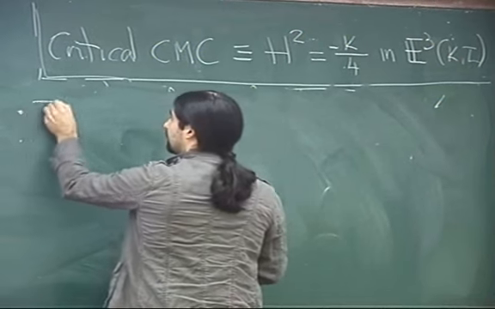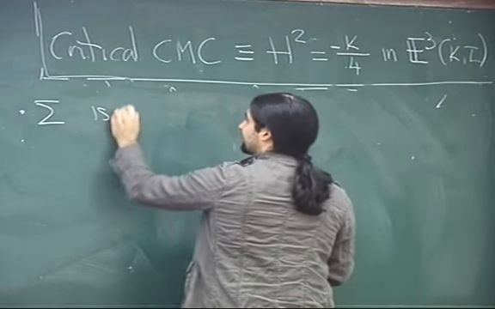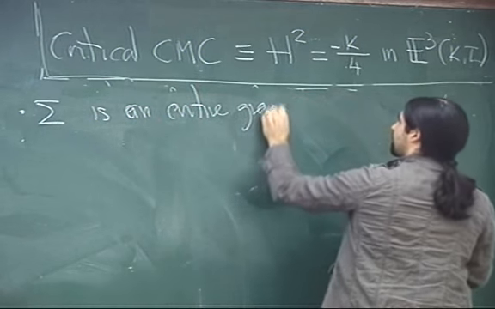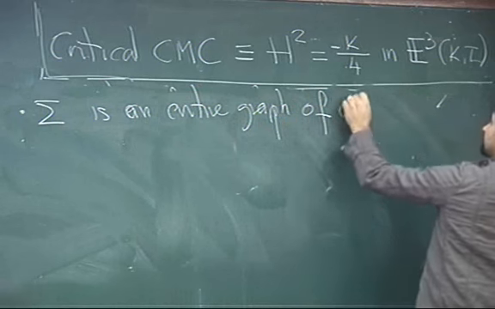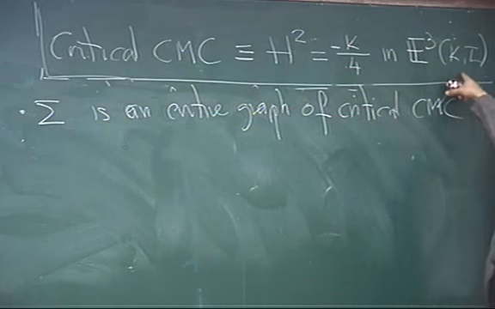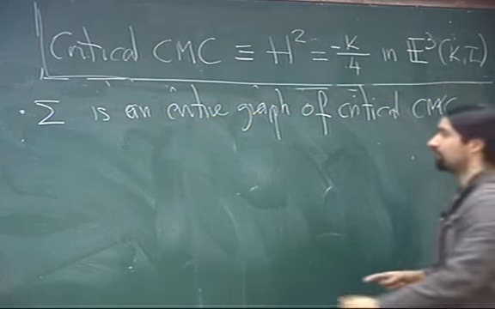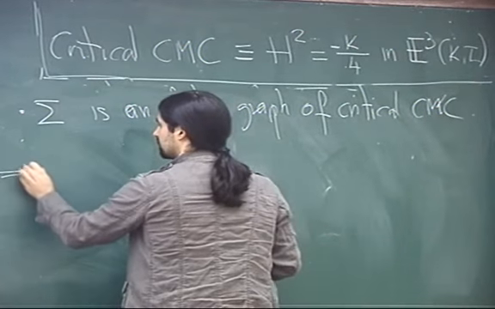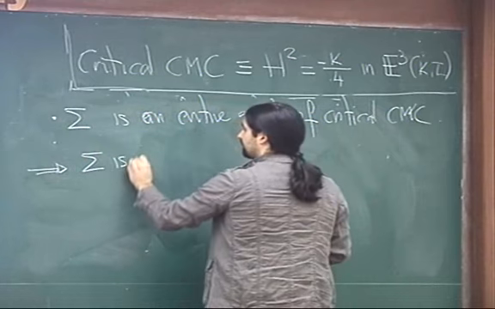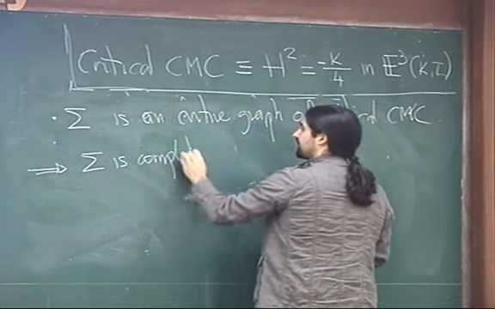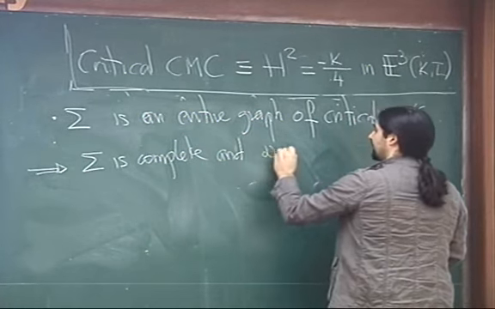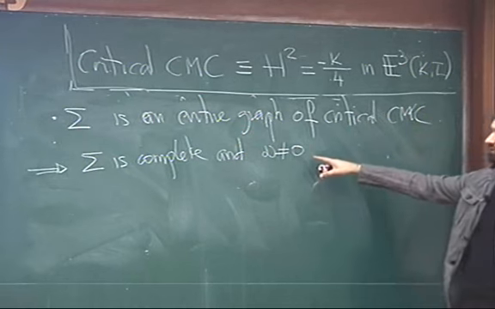Assume that sigma is an entire graph of critical constant mean curvature in some space. Okay, this is the definition of critical constant mean curvature. Then sigma is complete, obviously, because in a Riemannian space every entire graph is complete, and as it is also a local graph, its angle function is different from 0.